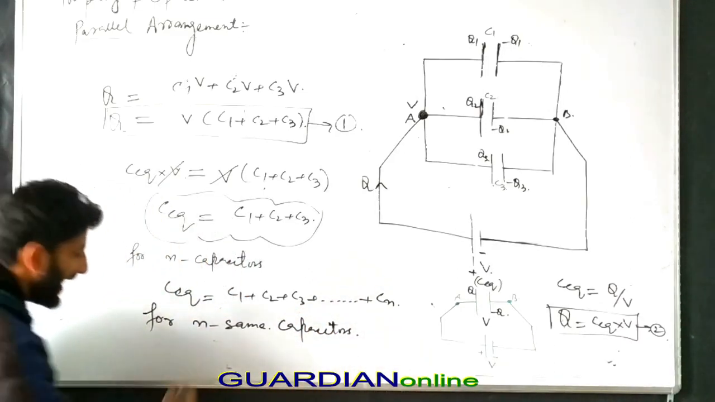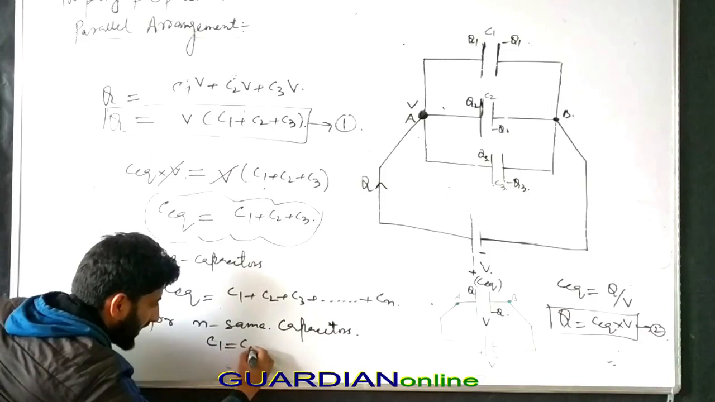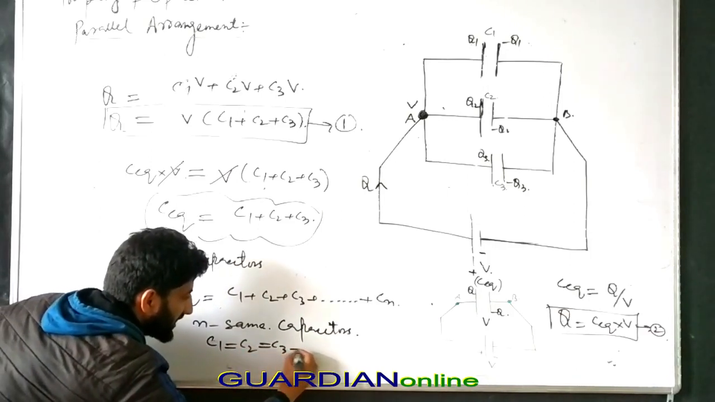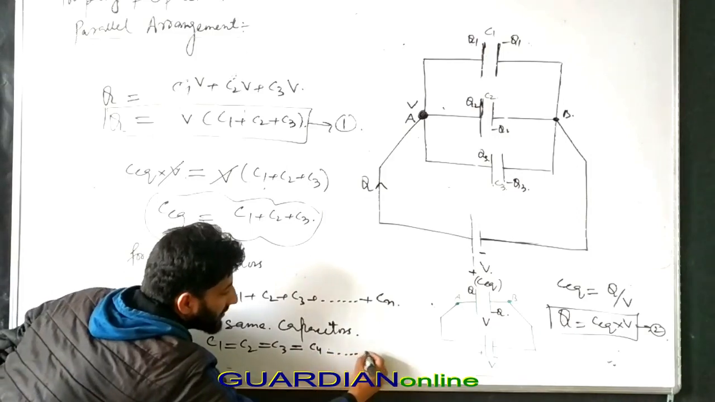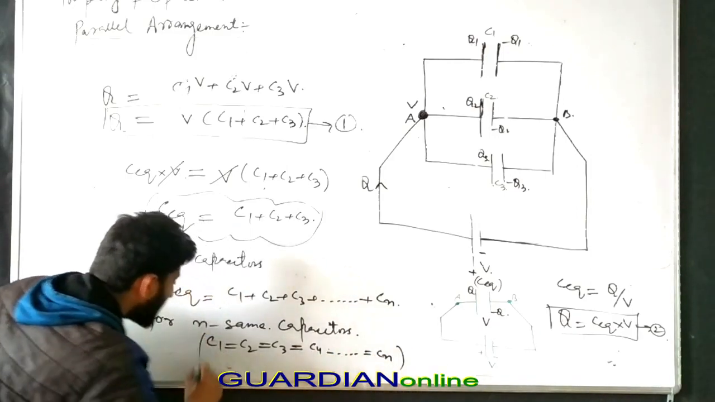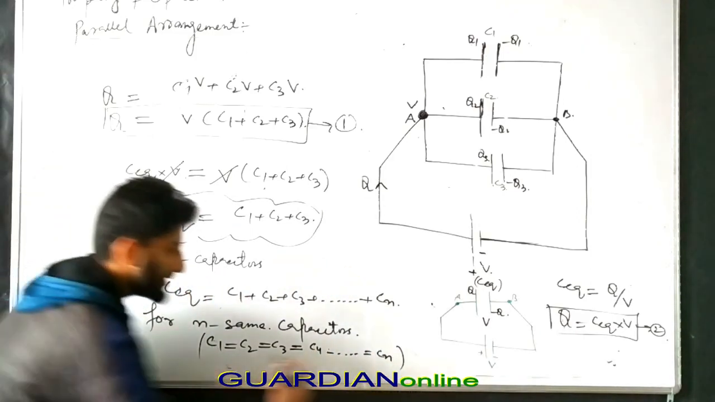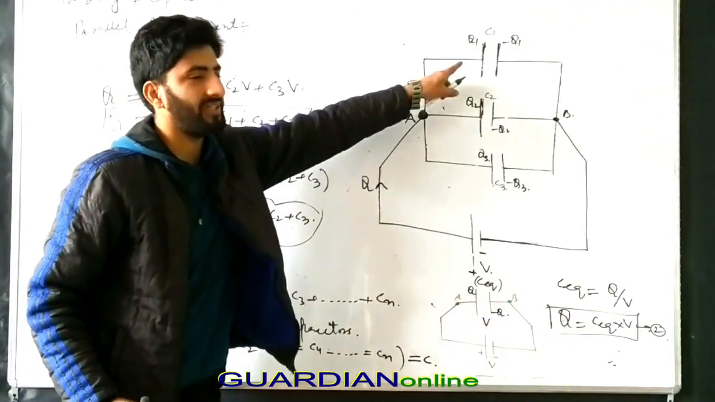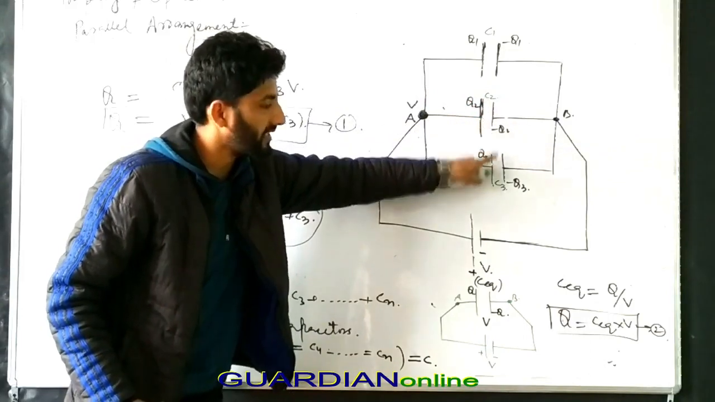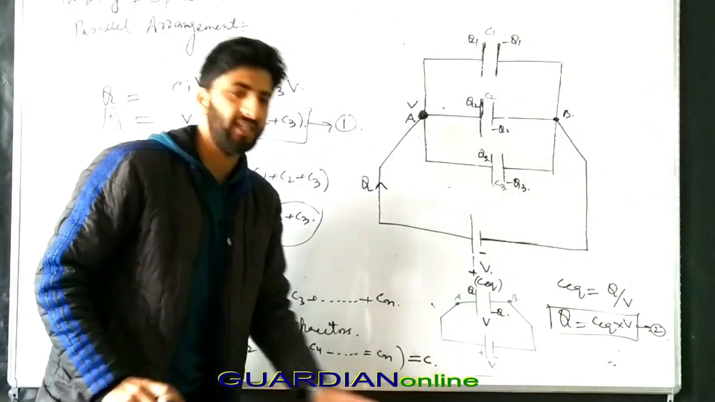For n same capacitors, means that C1 is equal, C2 is equal, C3 is equal, C4 equal to dash equal to Cn, and all the capacitors are equal to C.